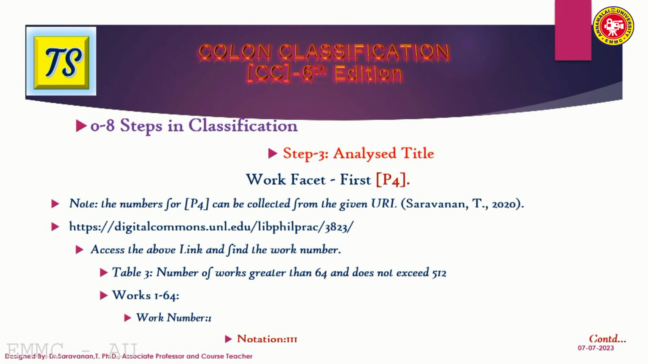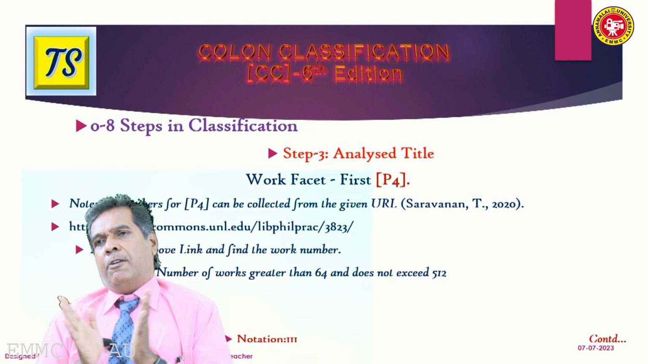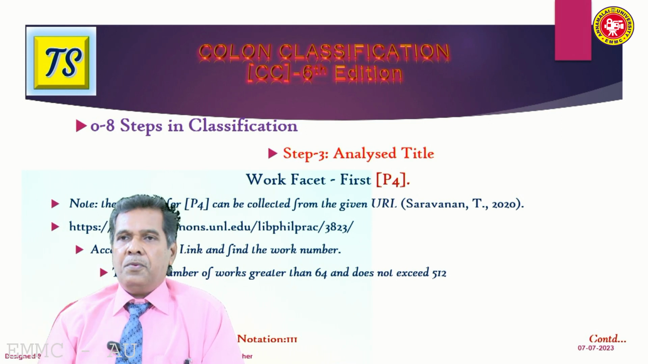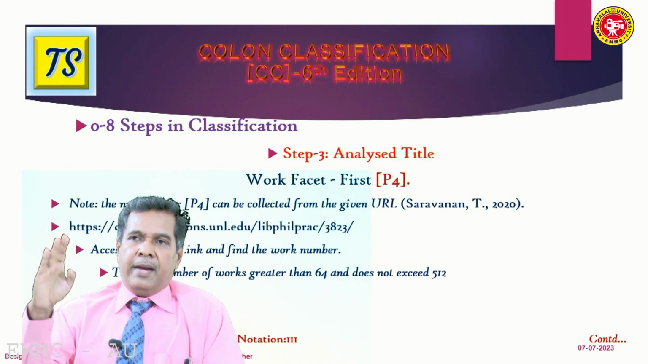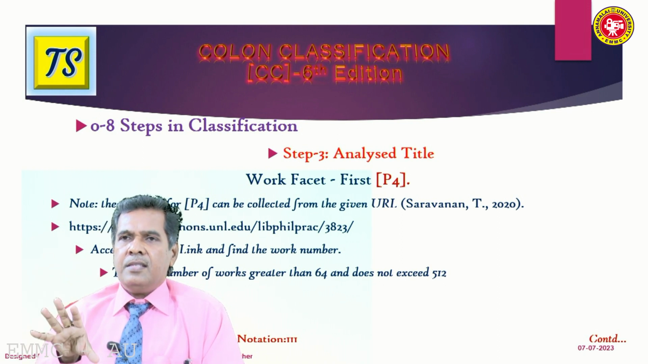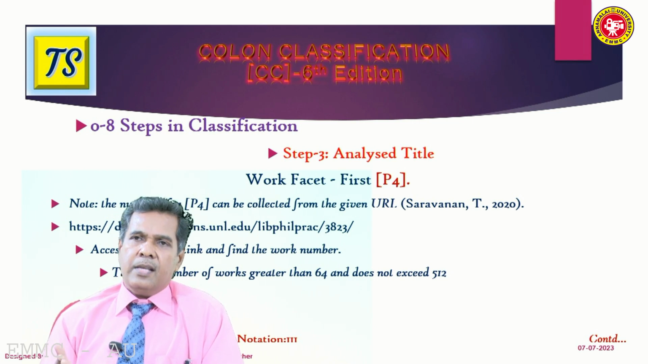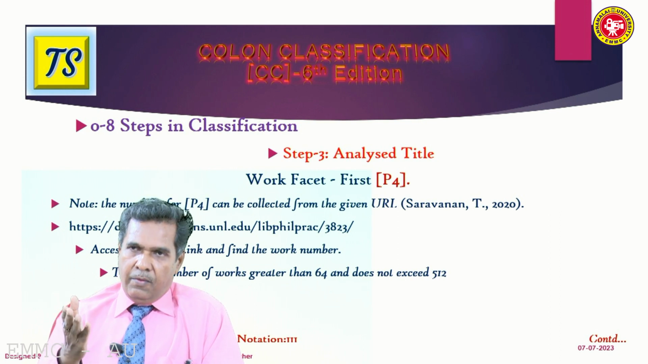512. Suppose the author works have been categorized. Ranganathan has framed this rule: 1 to 8, 1 to 64, 64 and 512. These are the various ranges identified by Ranganathan. Based on this rule, the notations for author works have been constructed and it is available in the article.